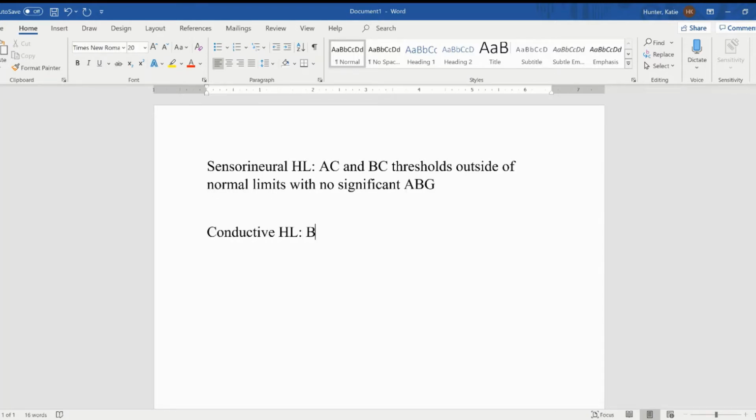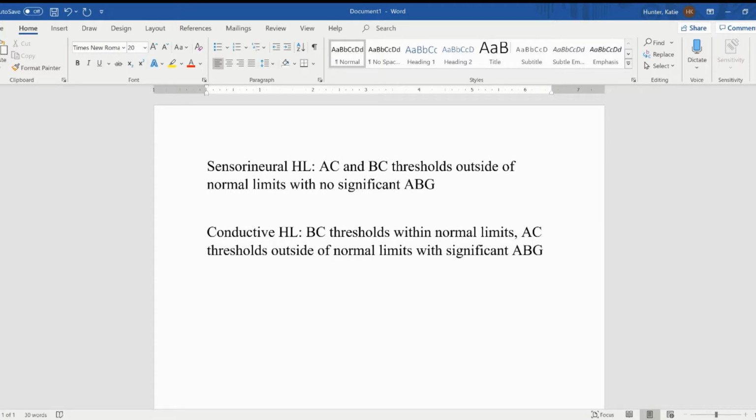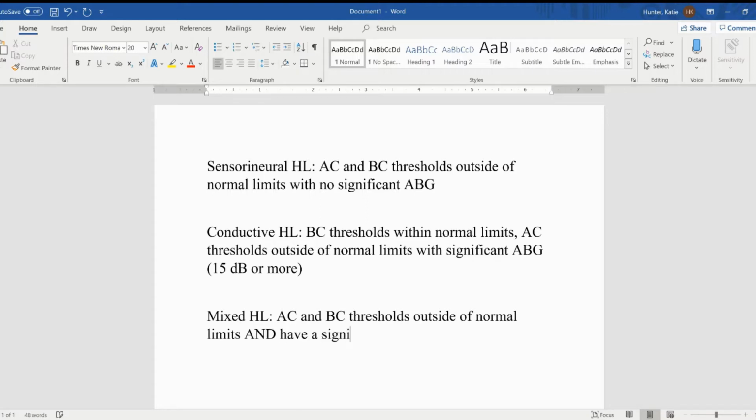In sensory neural hearing loss, air conduction and bone conduction thresholds are outside of normal limits with no significant air-bone gap. Within conductive hearing loss, bone conduction thresholds are within normal limits, and air conduction thresholds are outside of normal limits with a significant air-bone gap, meaning a gap of 15 decibels or more. In mixed hearing loss, air conduction and bone conduction thresholds are outside of normal limits, and there is a significant air-bone gap, which of course is 15 decibels or more.